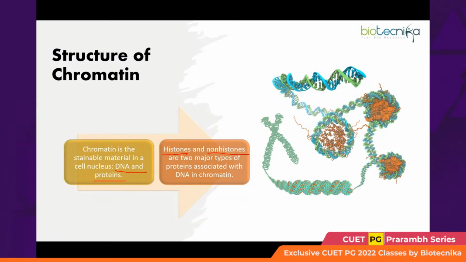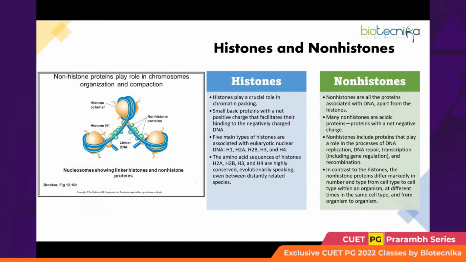Both of these proteins, histone and non-histone proteins, play an important role in the physical structure of the chromosome, and also play a very important role in compaction. So that big 2-meter long DNA can be packaged within a nucleus which is just a few micrometers long. So let's have an idea about what these histones and non-histones are. First of all, histones. They are the most abundant proteins in the chromatin.